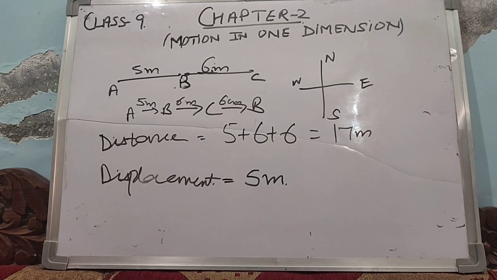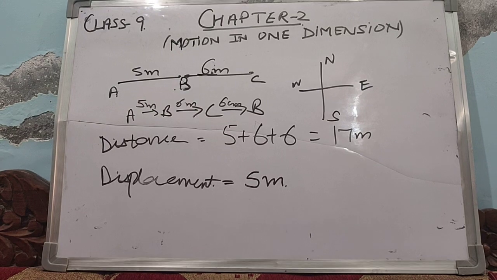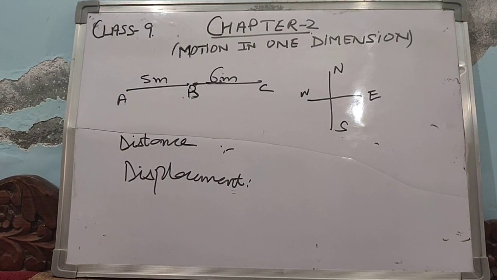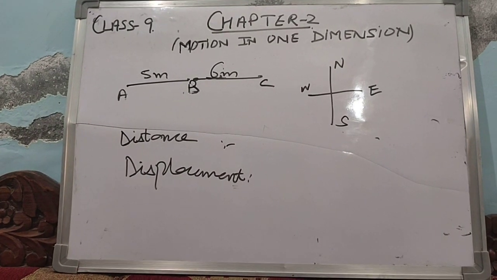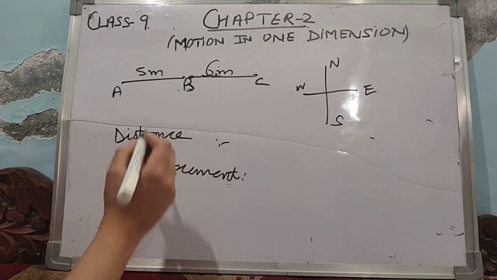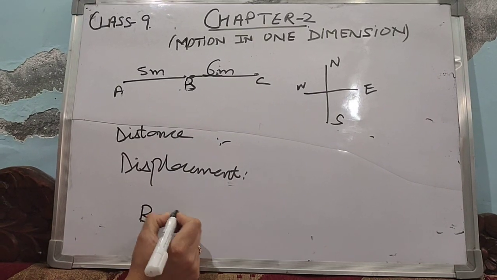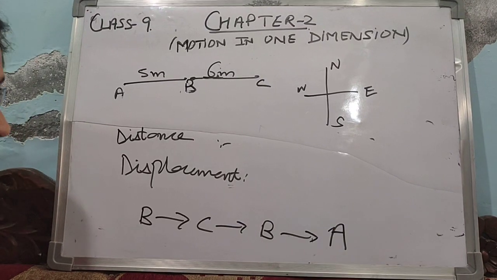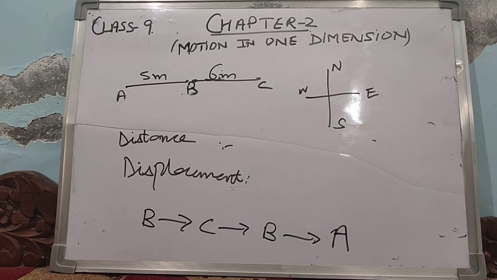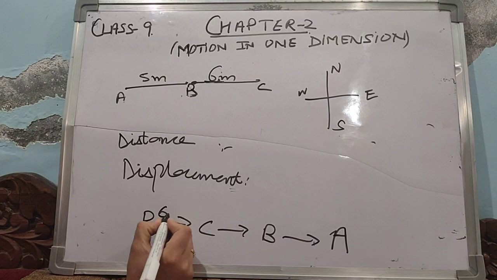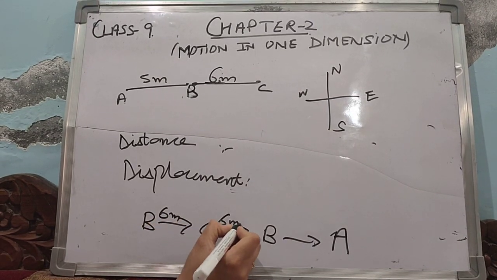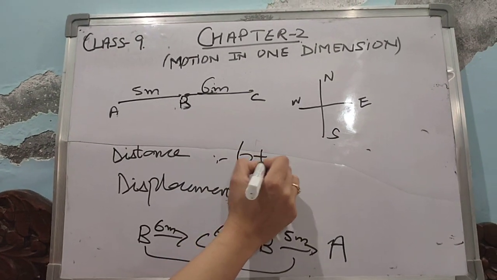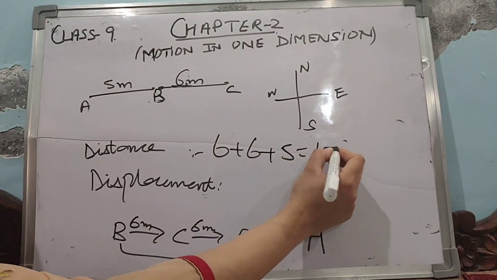Another example to explain distance and displacement is, suppose a body travels from B to C, again it comes back to B and then to A. Then what will be the total distance? Now from B to C 6 meter, C to B again 6 meter, B to A 5 meter. So total distance will be 6 plus 6 plus 5, that is equal to 17 meter.